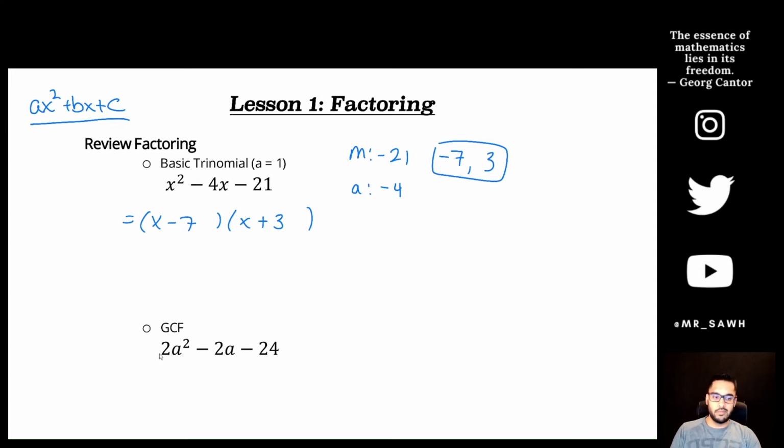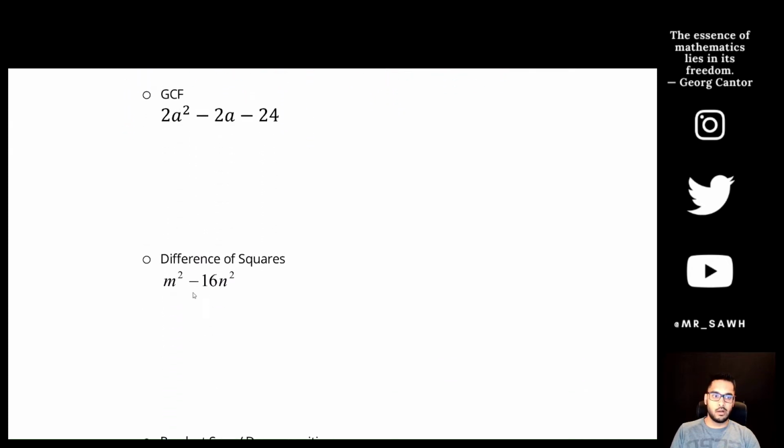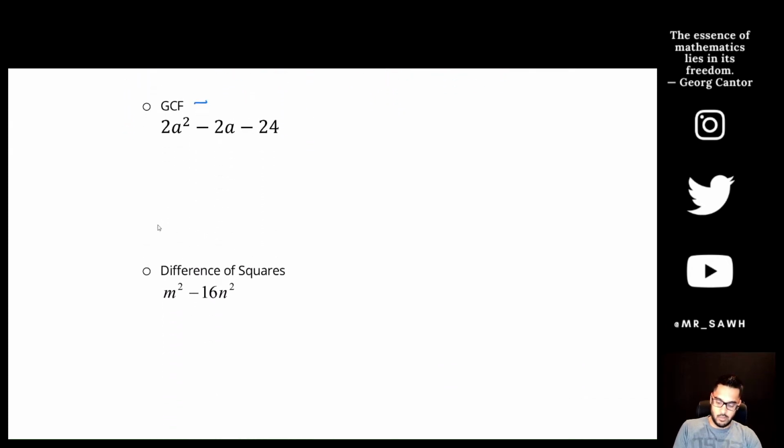You can do this even if the coefficient isn't 1 in front of it. There may just be something called a GCF in there as well. Think of that as the greatest common factor. There's something that all three of these terms have in common, and they're all multiples of 2. So your greatest common factor is 2, which will leave you with a squared minus a minus 12.